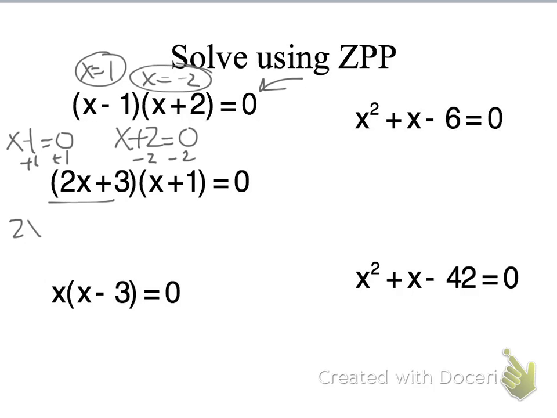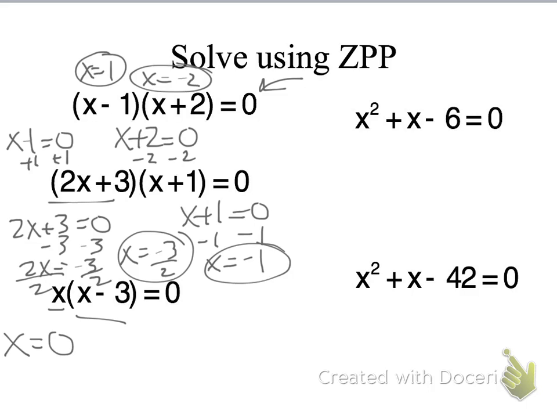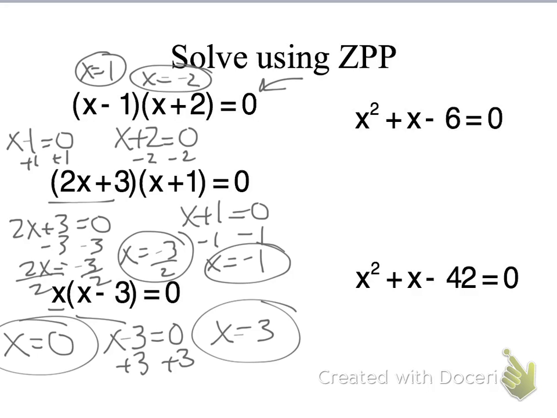This one I set equal to 0, and this one I set equal to 0, so I subtract 1, get x equals negative 1, subtract 3, so I get 2x equals negative 3. Got to get rid of that 2 still, so x equals negative 3 halves. Okay, this next one's a little bit weird. These are two separate parts, so I'm going to set x equal to 0 and x minus 3 equal to 0. So I got to add 3, x equals 3. So there are my two answers.